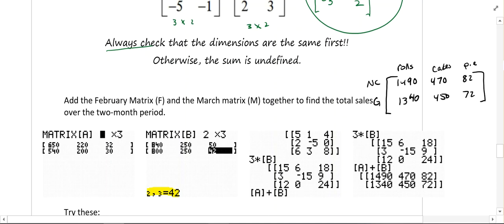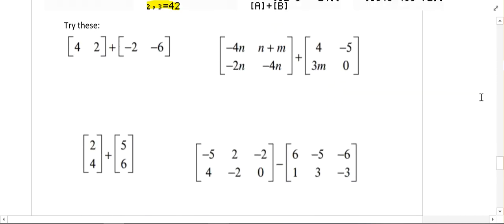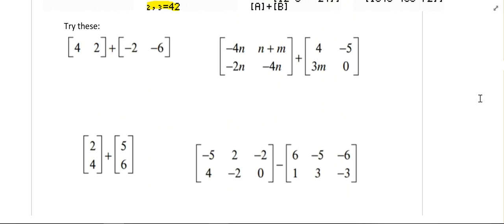And Greenwich sold 1,340 rolls, 450 cakes, and 72 pies in that 2-month period. Okay. So take a minute and try these examples. You tried them, right? Okay.